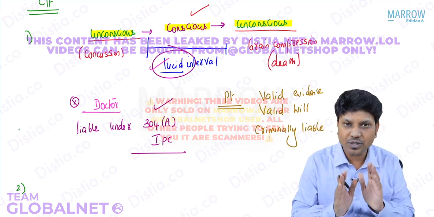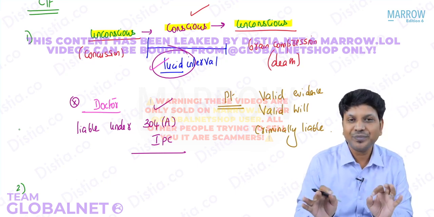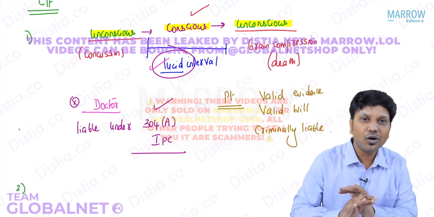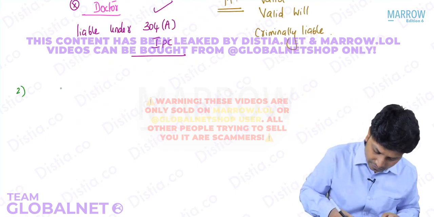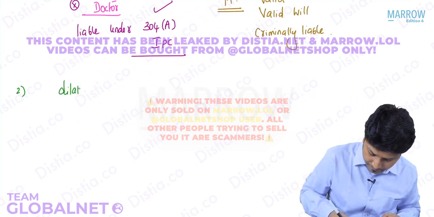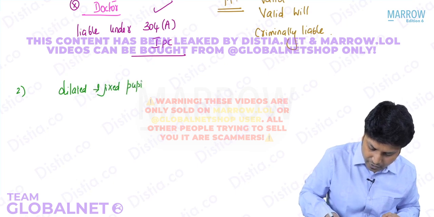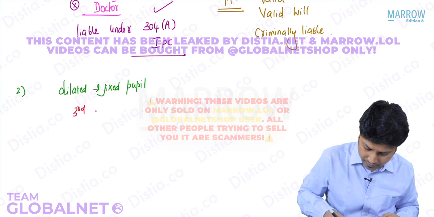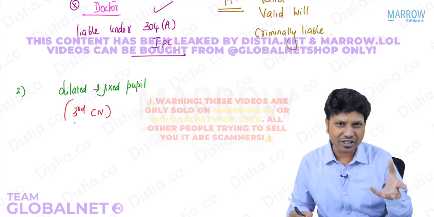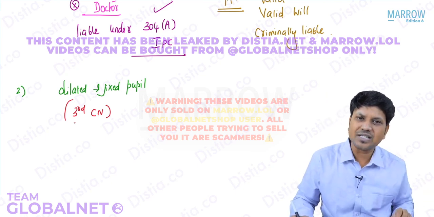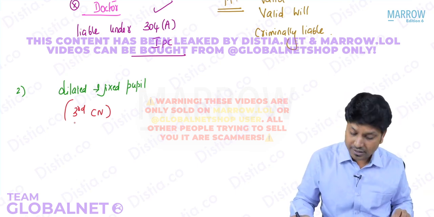Fine. But if they ask you which is the most common cause of lucid interval, your answer should always be EDH. No doubt about that. Fine. Now, what are the other features the patient can have? The patient can present with dilated and fixed pupil. That is because of third cranial nerve palsy, oculomotor palsy, right? Because of the compression of the brain, because of the increased intracranial tension, the third nerve will get involved, and the patient can have dilated and fixed pupil.